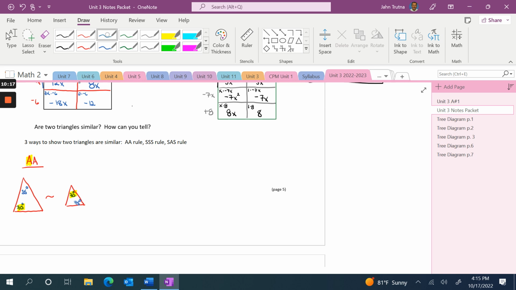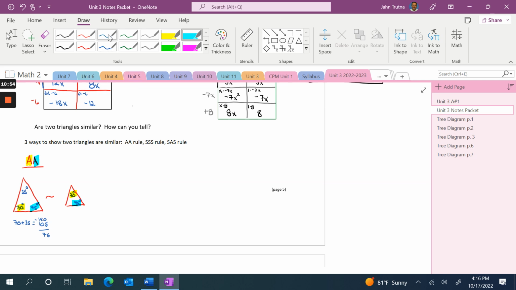And then notice by doing a little bit of math, 70 plus 35 is equal to 105. And then 105 taken away from 180 gives me 75. So in this bigger triangle, that bottom right angle has to be 75 degrees. So that means I have a 75 degree angle and a 75 degree angle. Notice, two pairs of congruent angles. These triangles would be similar by the angle-angle, or AA, rule.